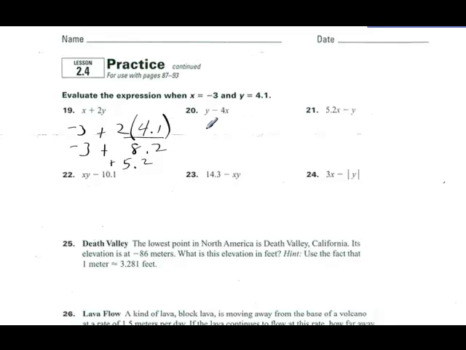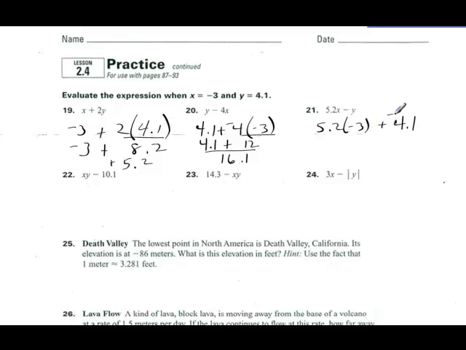Good. Okay, so the next one. I start with y this time, so I have 4.1 minus, and I'm going to have 4 times that -3. I'm going to do the same change switch right off the bat. We know we do multiplying. Negative times a negative is positive, so I get 12. And then 4.1 plus 12 is 16.1. Easy stuff.